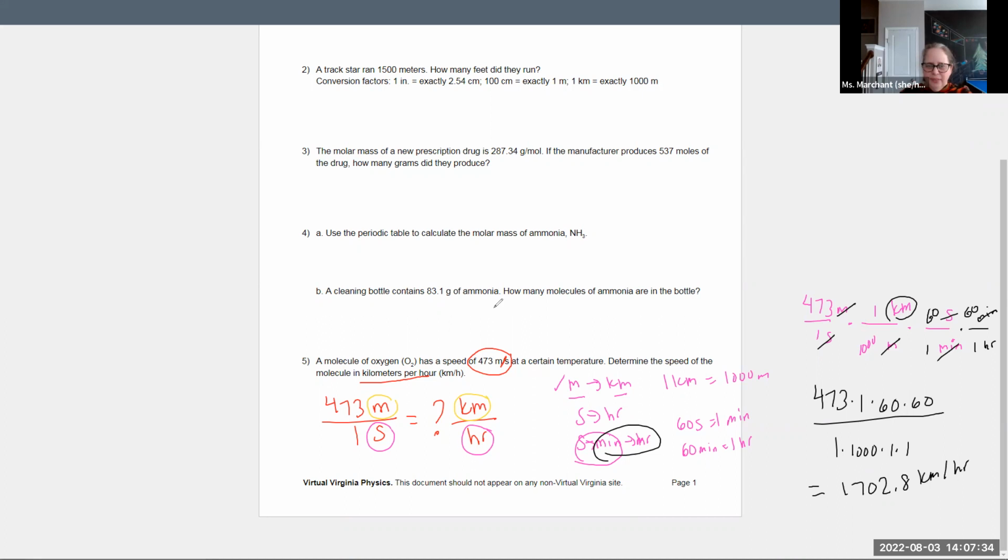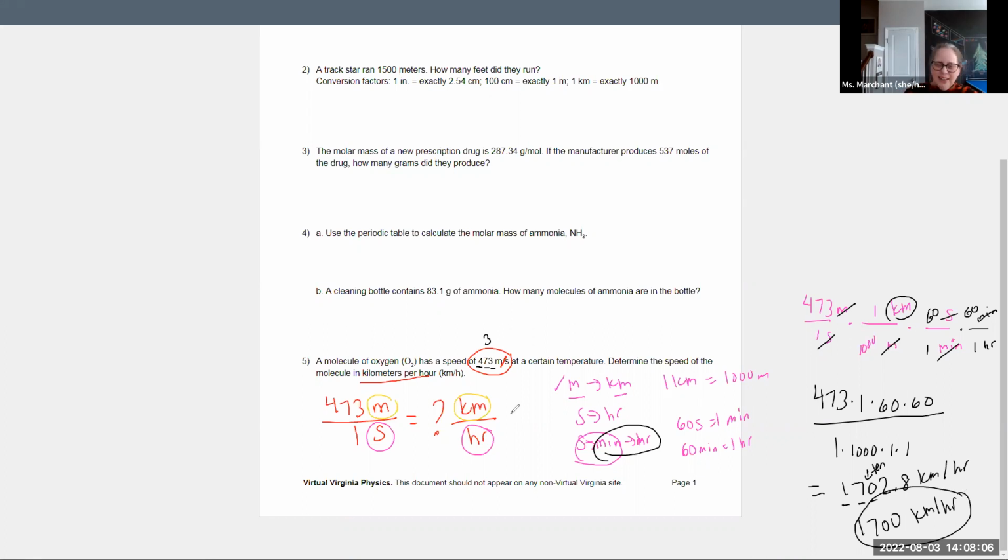Am I done? Substitute, solve, sig figs. 3 sig figs there. So I'm going to underline the first 3. Notice that's a 0, but it still gets underlined. Why? Because it's a trapped or contained 0. So in this case, I'm going to be rounding to the nearest 10. 1702 rounded to the nearest 10 is not 1710. Which one's closer? 1700. 1700 kilometers per hour.